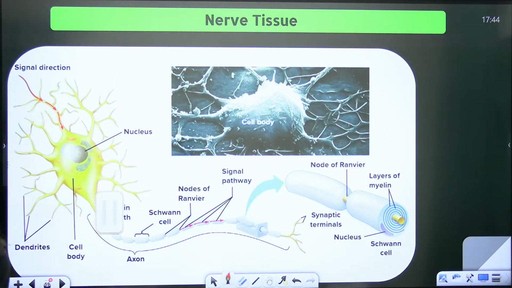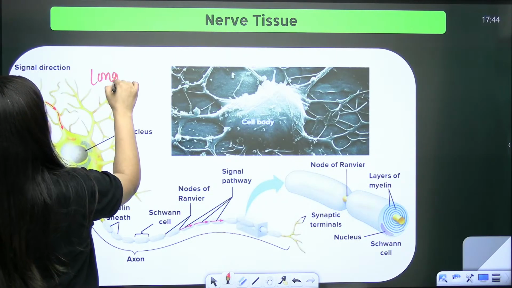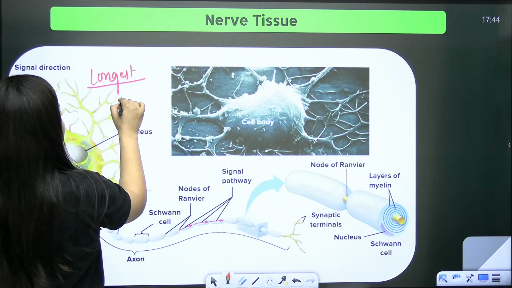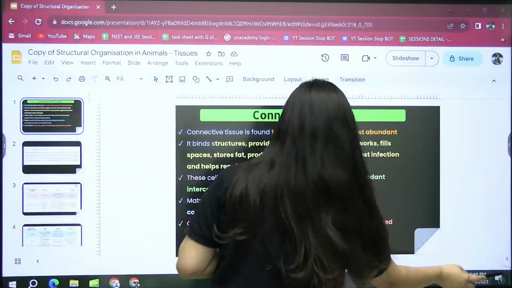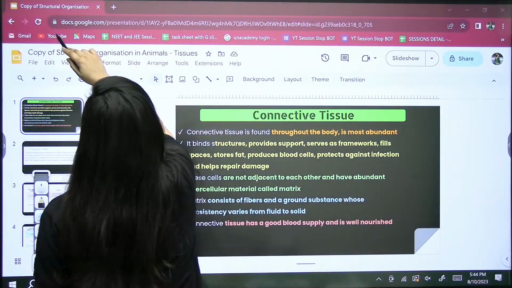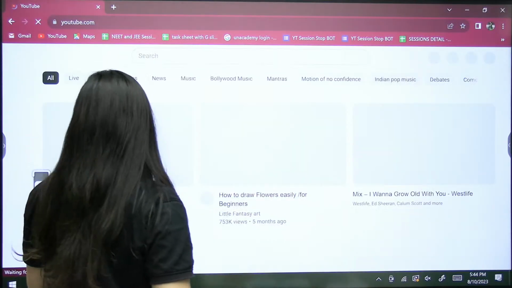And in nervous tissue, you know that nerve cells are present. It is the longest cell of the human body. So that's it, that's all, bache. So do revise it properly and attend the classes properly. That's what I can say.